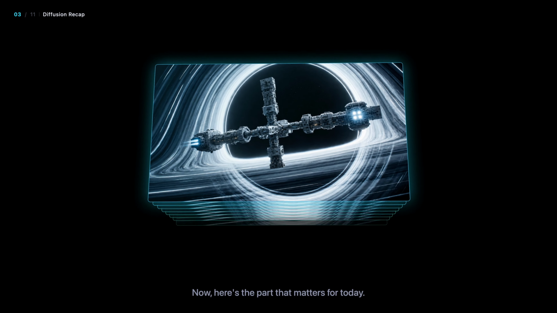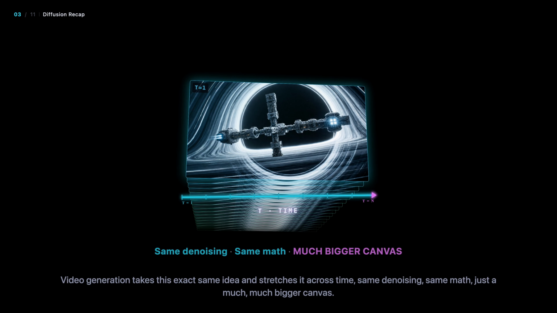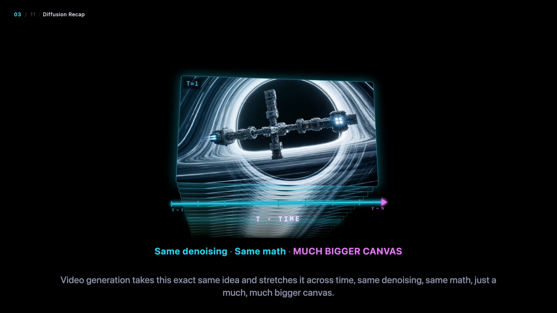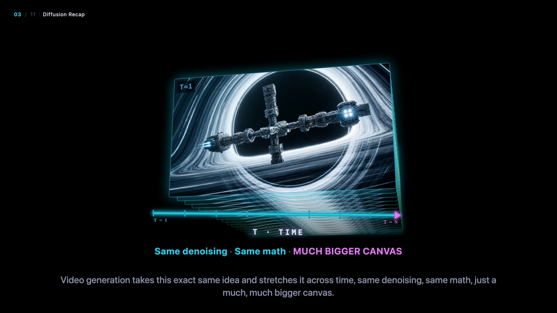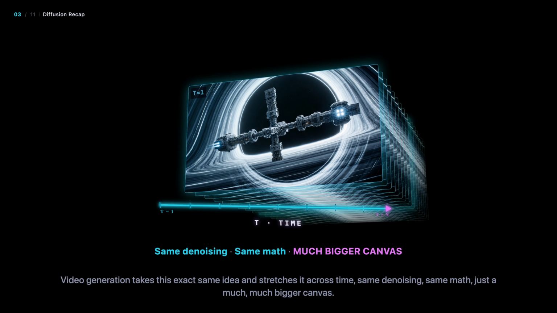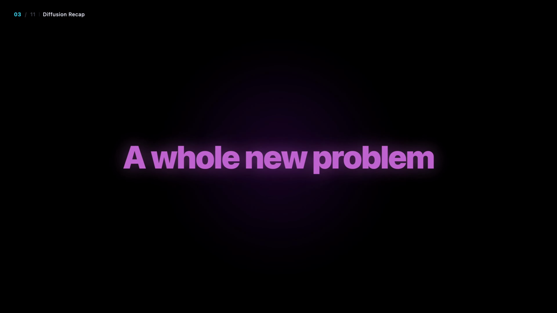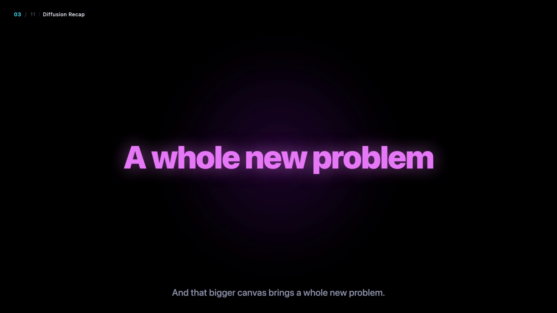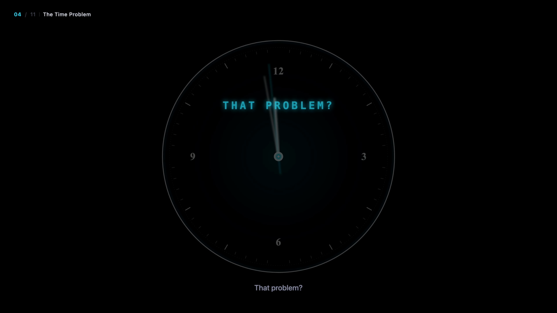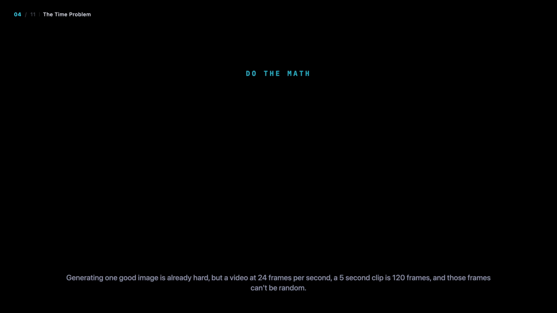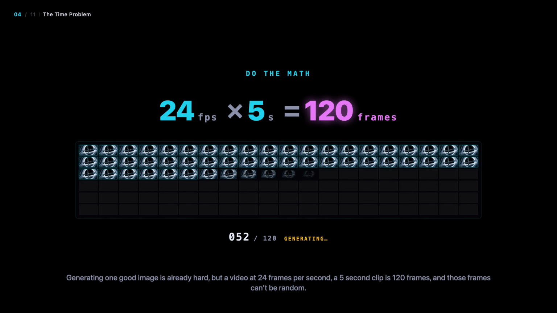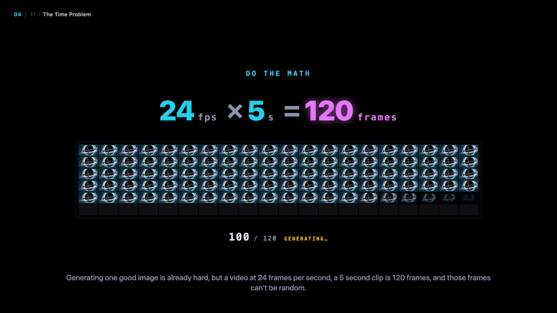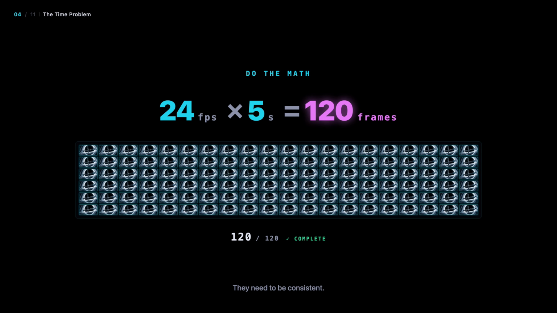Now, here's the part that matters for today. Video generation takes this exact same idea and stretches it across time. Same denoising, same math, just a much, much bigger canvas. And that bigger canvas brings a whole new problem. That problem? Time. Generating one good image is already hard, but a video at 24 frames per second? A 5-second clip is 120 frames, and those frames can't be random. They need to be consistent.